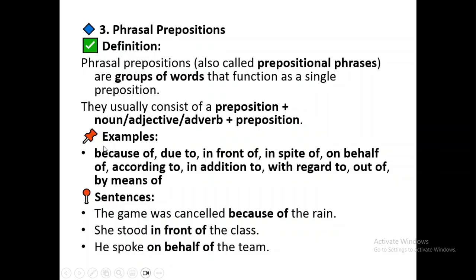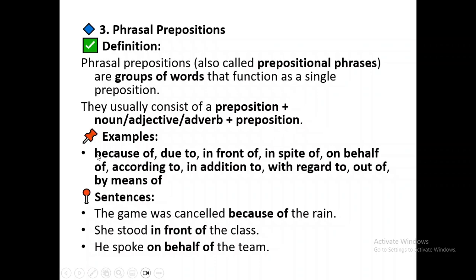For example, because of. Of is a preposition. Because of is a combination of two words. Due to, a combination of two words. In front of, a combination of three words. Just like that, in spite of, on behalf of, according to, in addition to, with regard to, out of, by means of. These are some of the example words of phrasal prepositions.